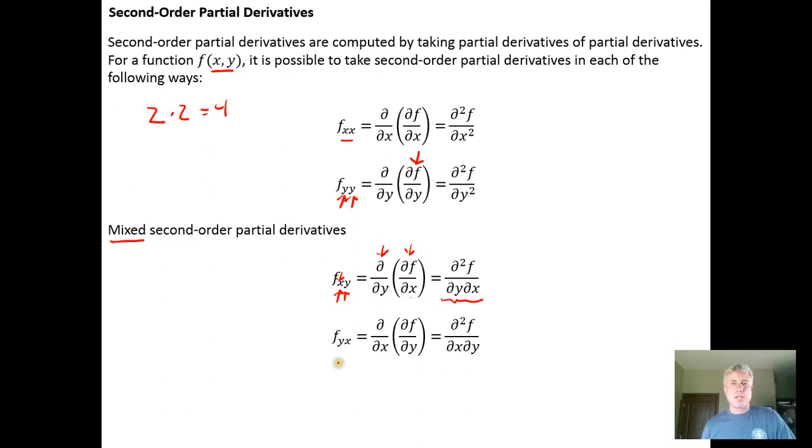So this would say take the partial derivative of f with respect to y, and then take the derivative of that result with respect to x. Take the partial derivative of f with respect to y, then take the partial derivative with respect to x of that result. So notice the orientation. It's y first, then x. So it's a right to left orientation versus a left to right orientation, depending on the notation that you're using.